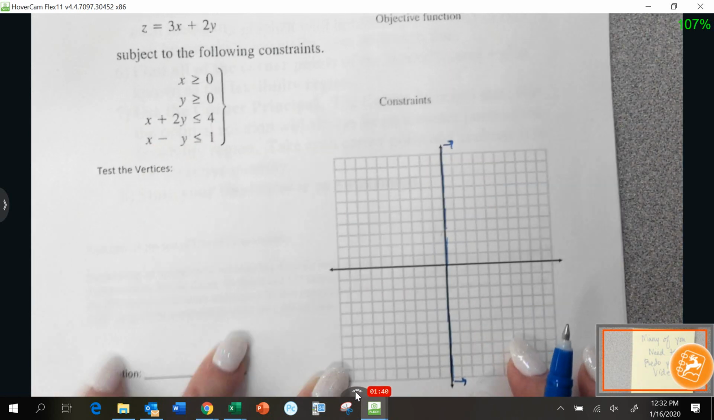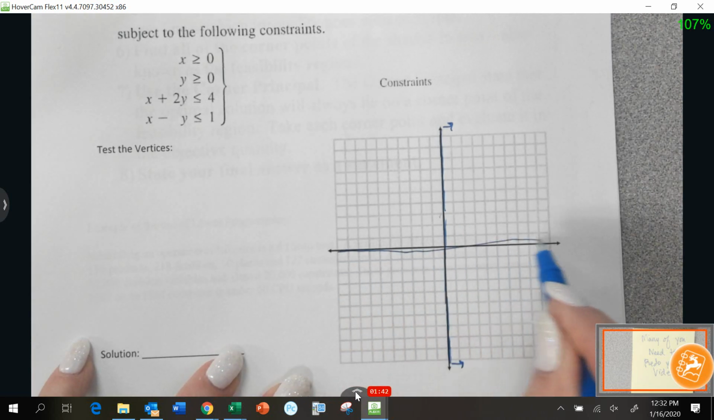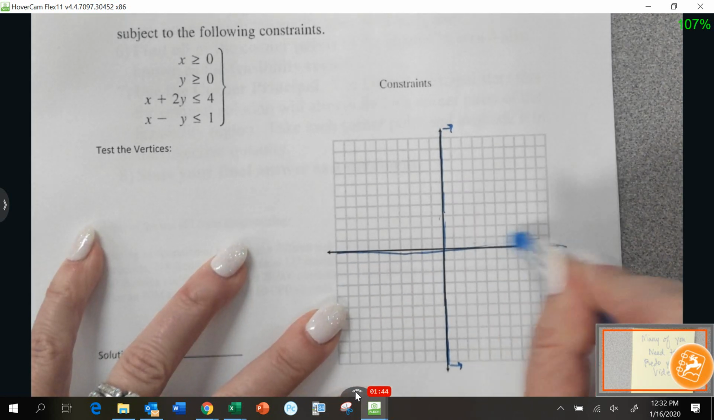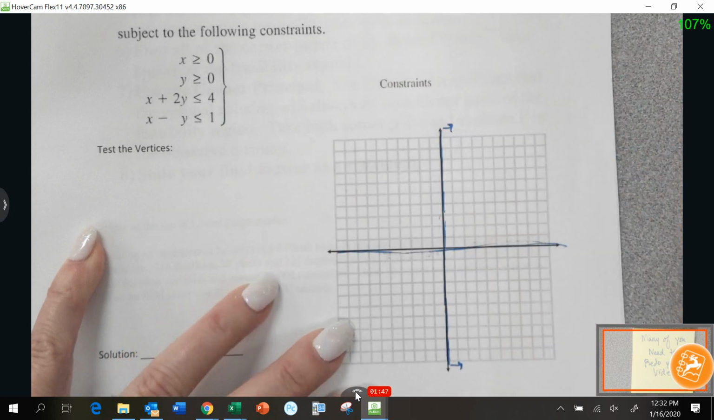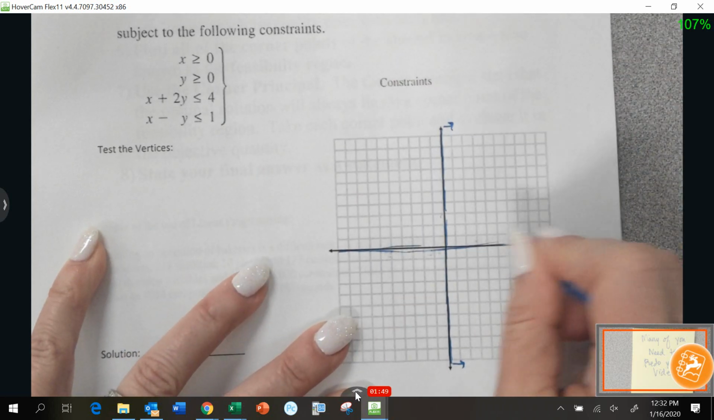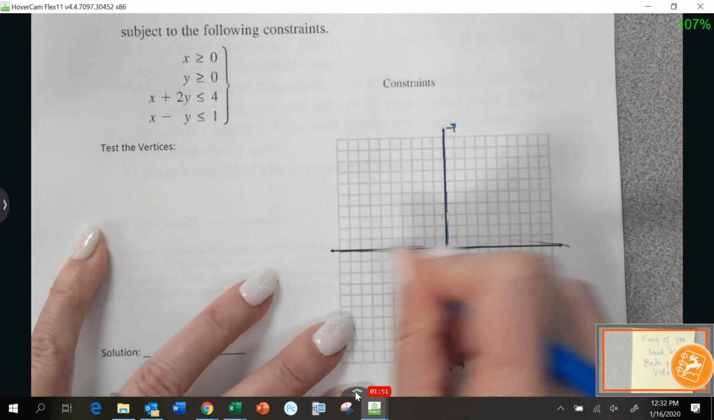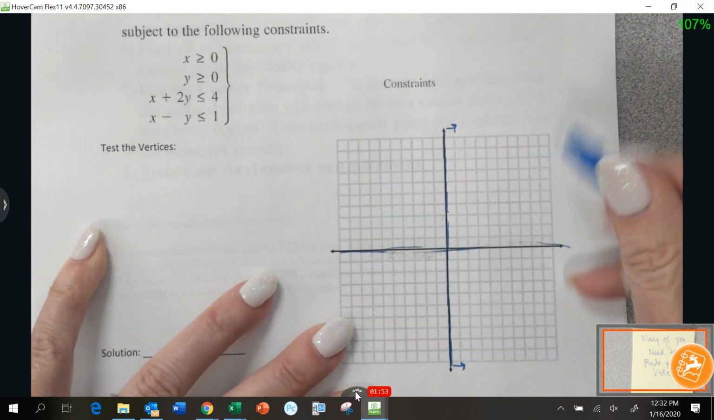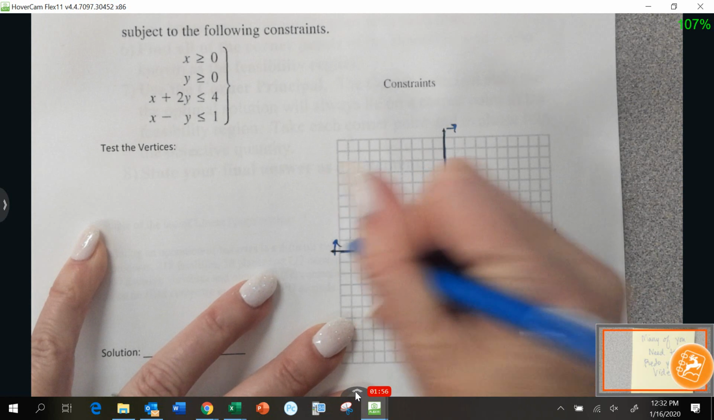y is greater than or equal to 0, so that's the horizontal straight line. Do you guys still have your straight edges? Because I should probably get mine back out. y is greater than or equal to 0. We're going to go above this line.